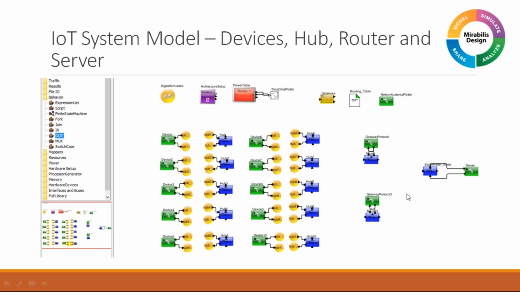Okay, so here's an IoT system model. In this case, I have 10 different nodes that are connected, 2 different routers and a server over here, which I just showed you a little while ago. The purpose of showing you this particular library or model is to show the ability to scale your system.